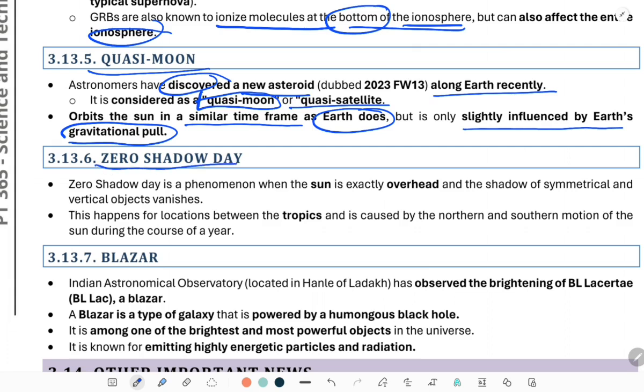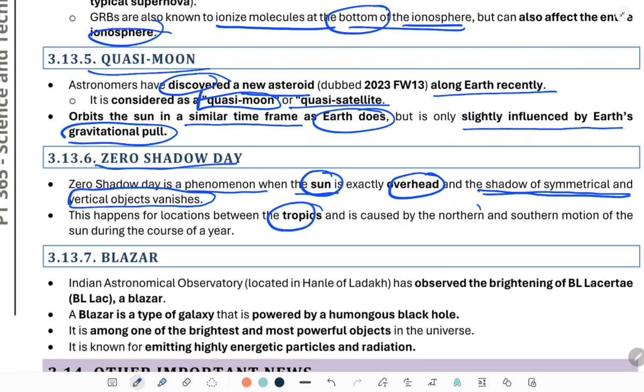Next, zero shadow day. This is a phenomenon when the Sun is exactly overhead and the shadow of symmetrical and vertical objects vanishes. This happens for locations between the tropics and is caused by the northward and southward motions of the Sun during the course of the year.